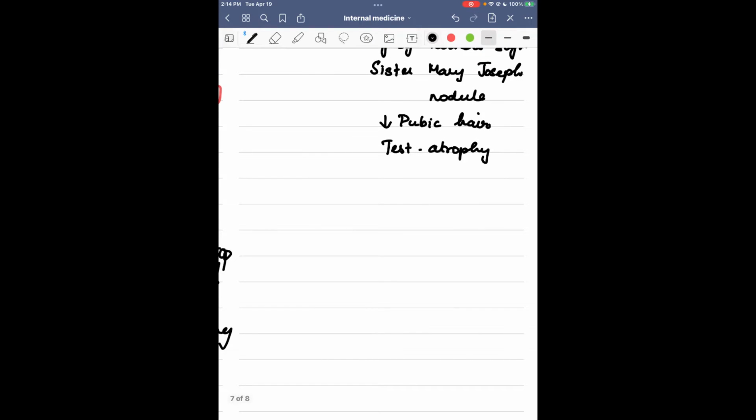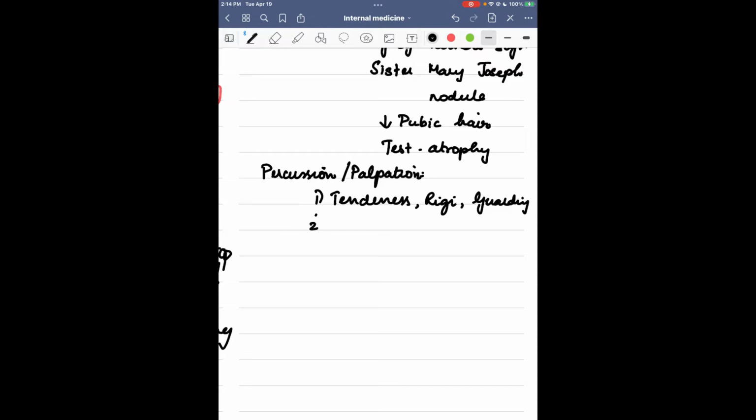And then we do percussion and palpation together in the abdomen, because most of the examinations would require both techniques. So first, when we touch, there can be tenderness, and there can be rigidity and guarding. After that, we are going to examine the ascites itself. Because of the fluid collection, there can be shifting dullness and flank dullness.